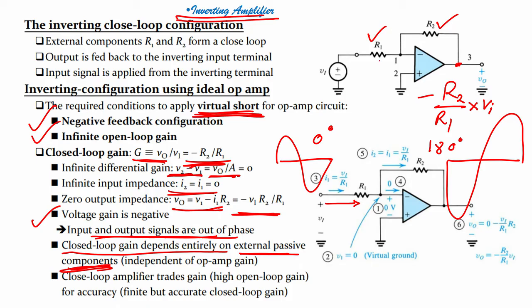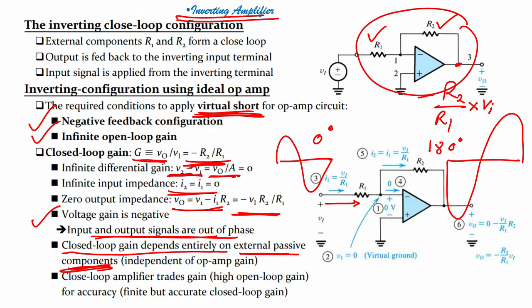components. And our gain, this is a closed loop. If you see this amplifier, it is in closed loop configuration. Our closed loop gain depends on the value of R2 and R1, and that is why we can say that the closed loop gain depends entirely on external passive components.